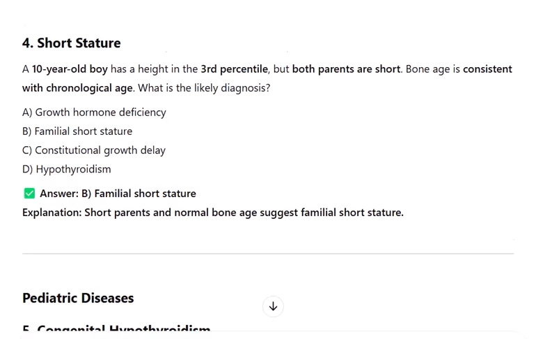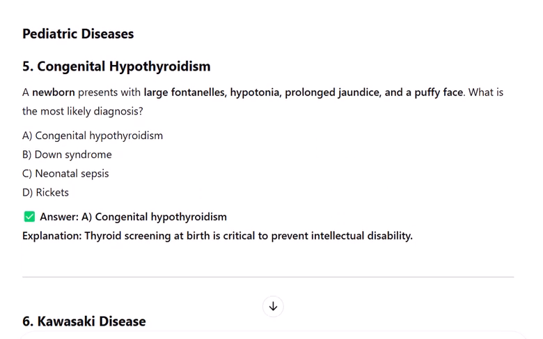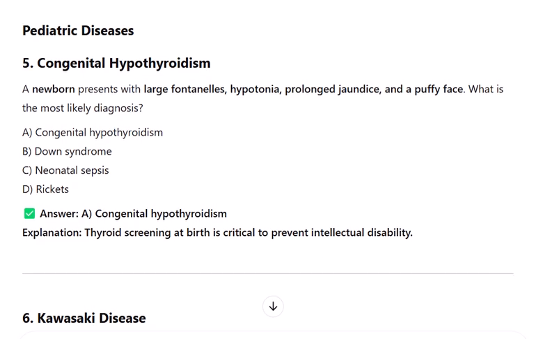Pediatric diseases. 5. Congenital hypothyroidism. A newborn presents with large fontanelles, hypotonia, prolonged jaundice, and a puffy face. What is the most likely diagnosis? A. Congenital hypothyroidism. B. Down syndrome. C. Neonatal sepsis. D. Rickets. Answer A. Congenital hypothyroidism. Thyroid screening at birth is critical to prevent intellectual disability.